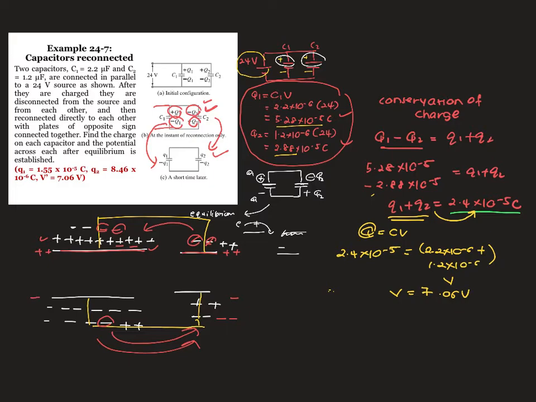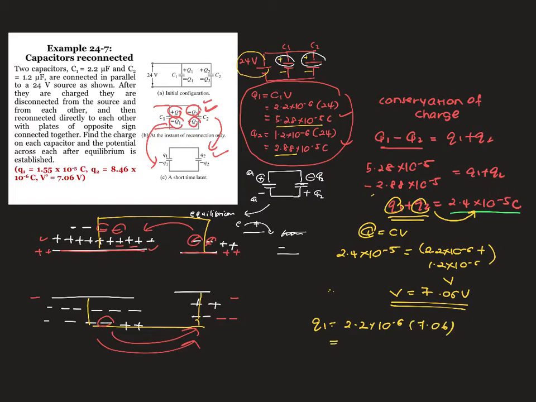So you can actually see that the potential difference has already changed. If, for example, this capacitor were still connected to the battery, the potential difference would definitely be 24 volt. But once you disconnect it from the battery, it's going to have a different value. So after you find the potential difference, you are going to find Q1 and Q2. You just use Q1 equals CV, to find the charge for each capacitor. So it's going to be 2.2 × 10^-6 times 7.06.